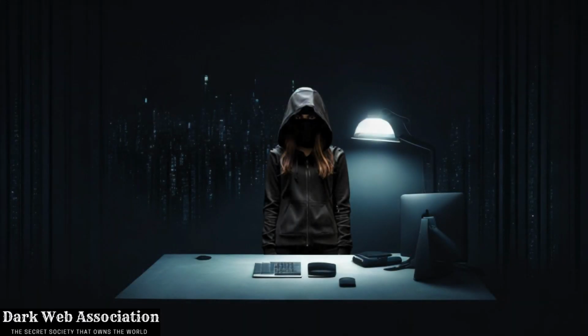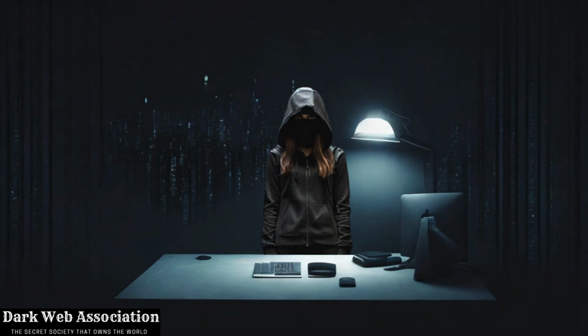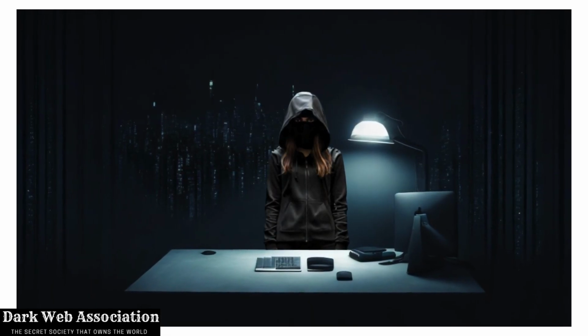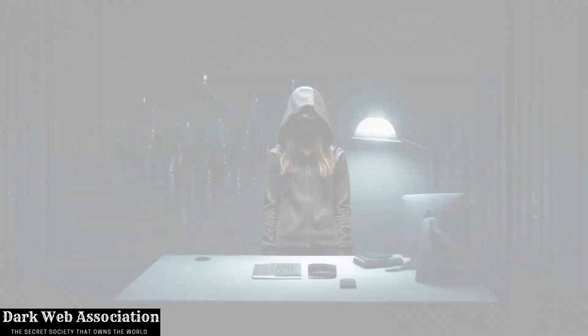Now let's talk about piping. Piping is a Linux command that can be used for a variety of purposes. In a moment, we'll focus on how it can be used for filtering. But first, let's talk about the general idea of piping. The piping command sends a standard output of one command as standard input into another command for further processing. It's represented by the vertical bar character. In our context, we can refer to this as the pipe character.